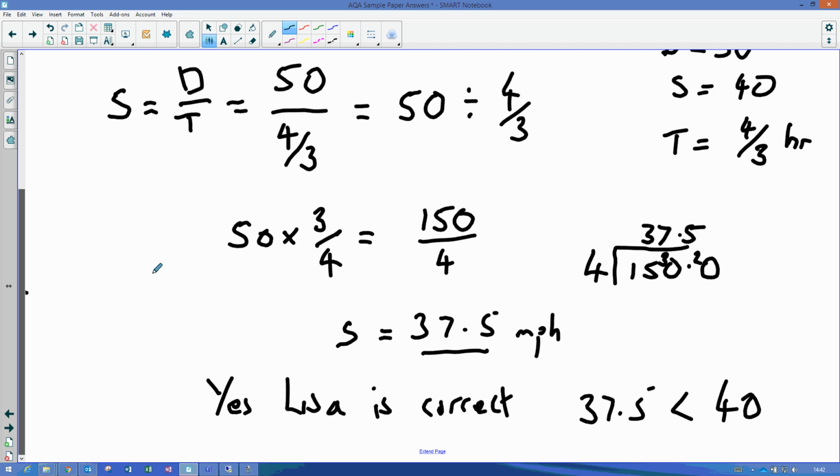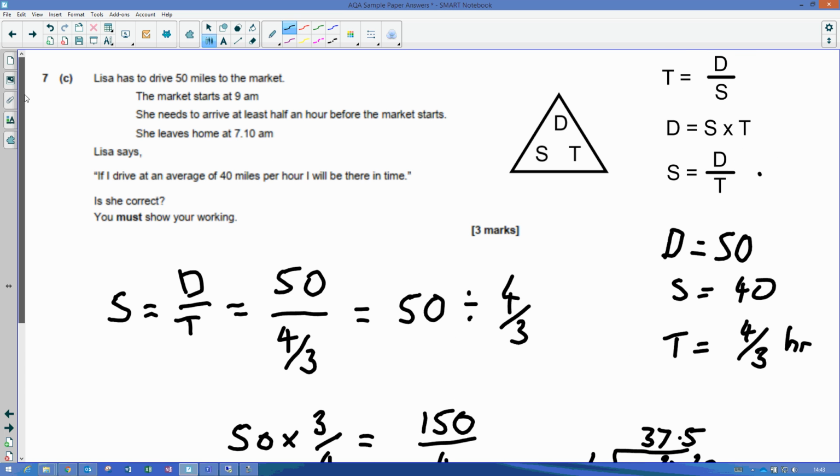Any of those 3 solutions we've talked about would get you full marks. But the first one in the standalone video, where we looked at using this formula here, is the easiest because we don't have to convert the time into hours and we don't have to do multiplications or divisions by fractions.